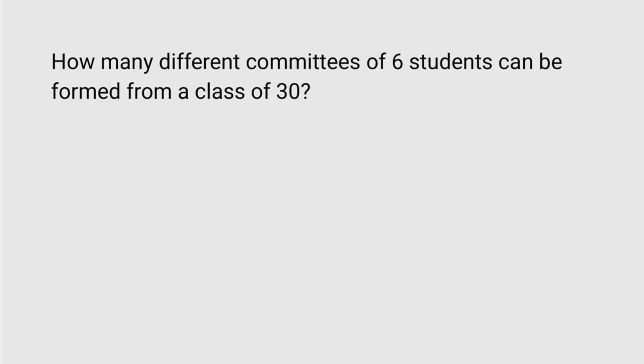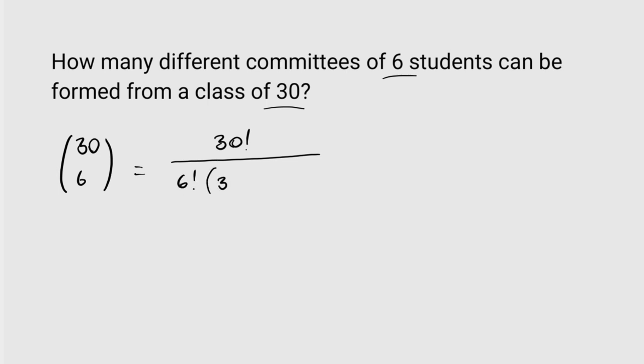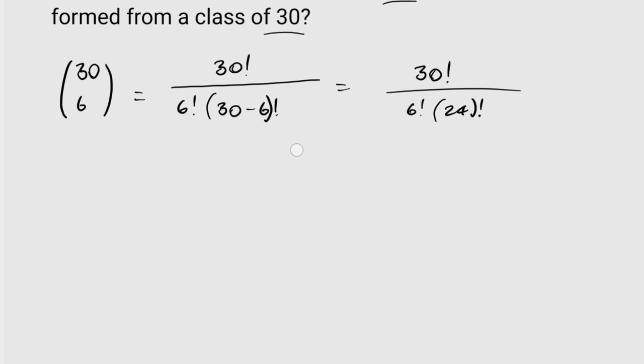Okay, hopefully you paused it and did it. So 6 students chosen from a class of 30, that would be 30 choose 6, which is equal to 30 factorial over 6 factorial multiplied by 30 minus 6 factorial. Keep in mind, I'm not going to simplify this. I don't have a calculator at hand, and the number would probably be enormous. So 24 factorial. That's the answer for that one.